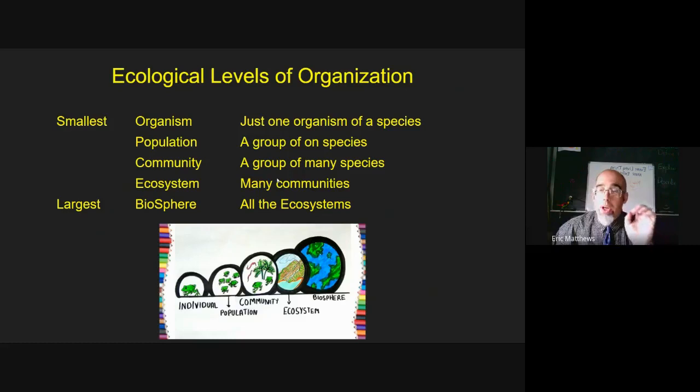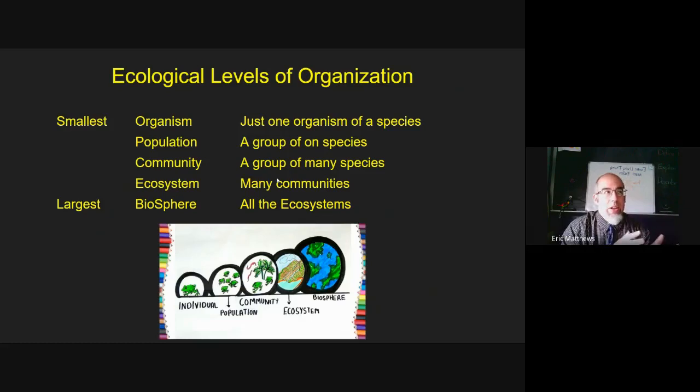But now we're going from the organism, which was the top end before, that's now our smallest. An organism is just one individual. The population is bigger than that, and that's all of one individual species. The community will now be an even larger group of all the species that live in an area. The ecosystem will be all of the communities that exist in one area. And then finally, the biosphere is the entire planet.